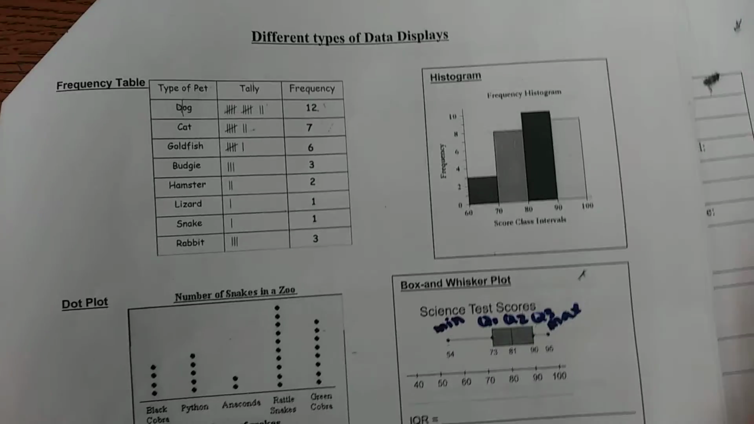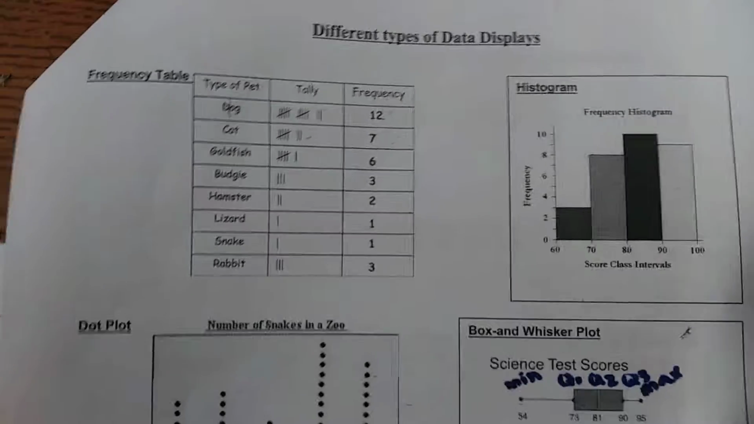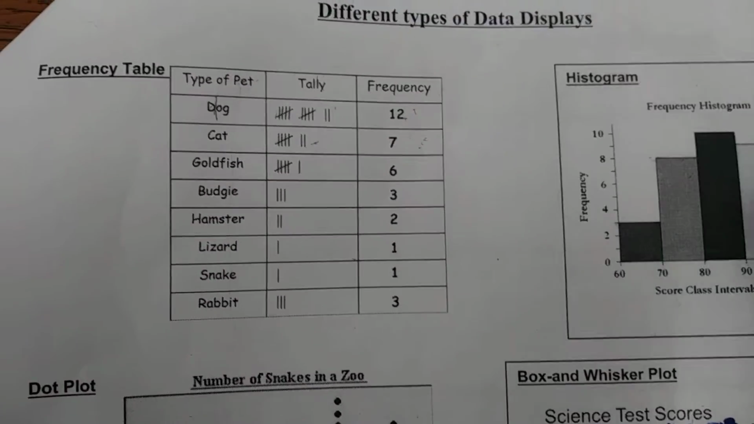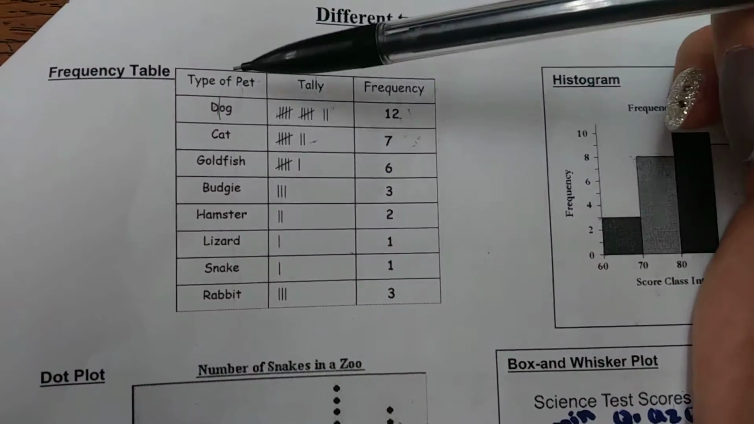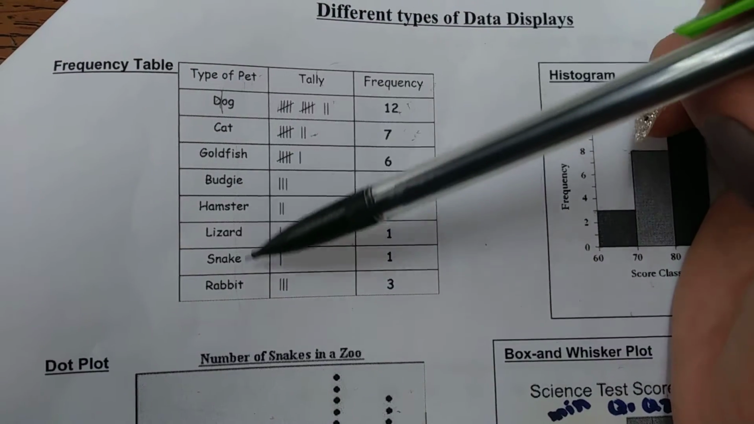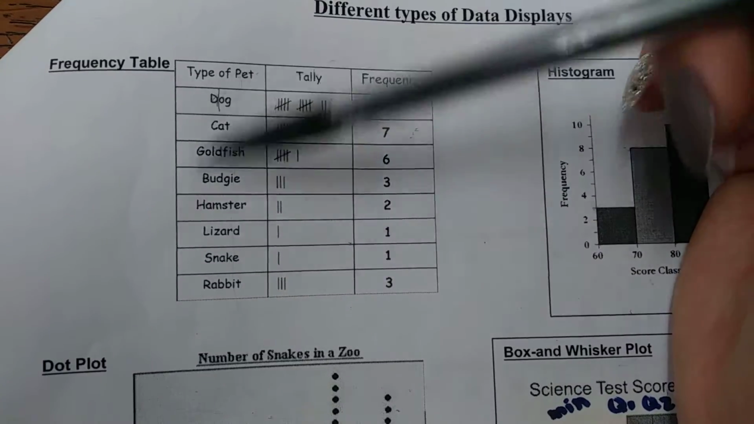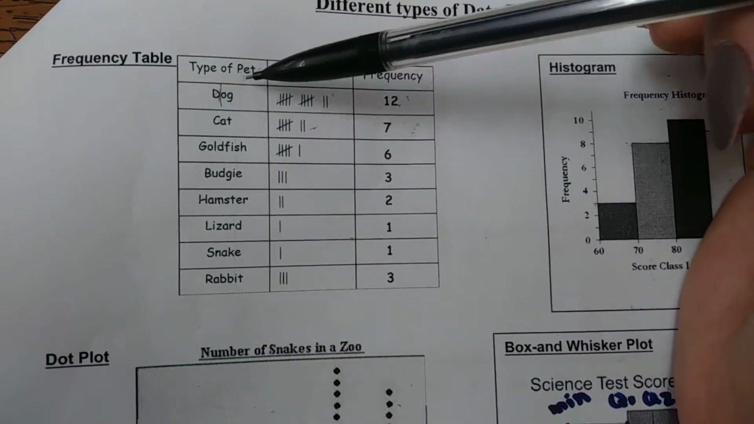So today we're going to be talking about different types of data displays. The first type we'll talk about is a frequency table. So your frequency table has 3 columns. The first column will have the possible answers. The frequency table that's displayed here was what type of pet do you have.